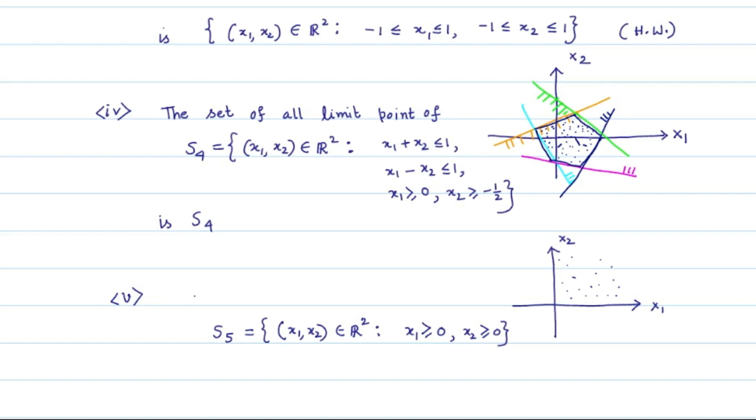Try to figure out that the set of all limit points of S5 is the set S5 itself. Now notice that in finding limit points of all these sets, often I have used a term called periphery point, or a point on the periphery of these 5 sets. These periphery points have a very special mathematical name called boundary point.